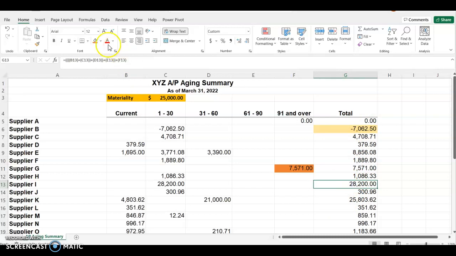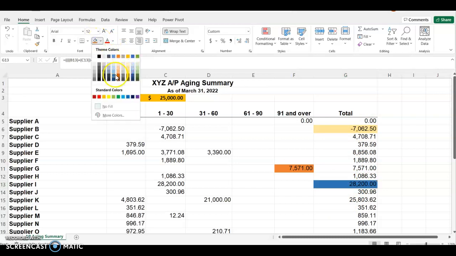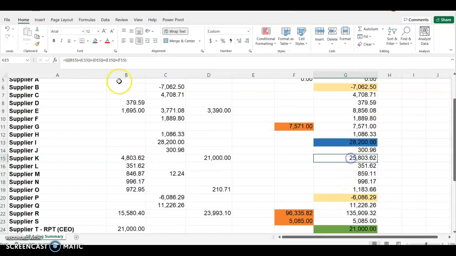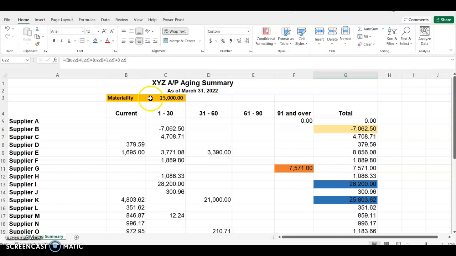So for instance, this one, let's put a different color for this. Okay, so 28,000, and then this one too is over 25,000, and then we have this one, 135, is also over. So the reason why we are identifying these is because for large balances, so for balances over our materiality, we usually have to send confirmation. Not always, but in most cases, you want to send confirmations for these balances that are over materiality, just to be sure the balances are actually correct.